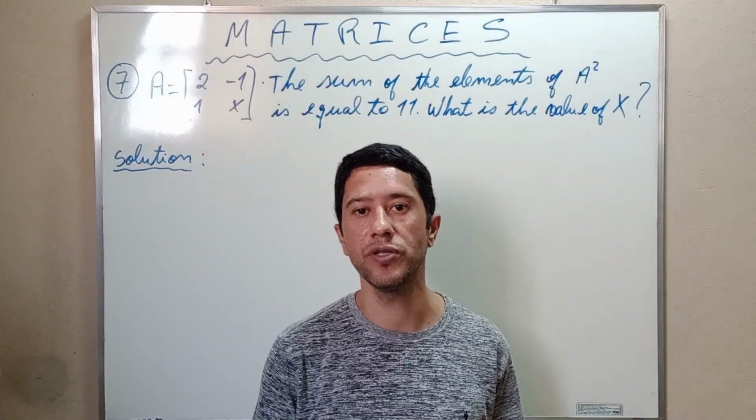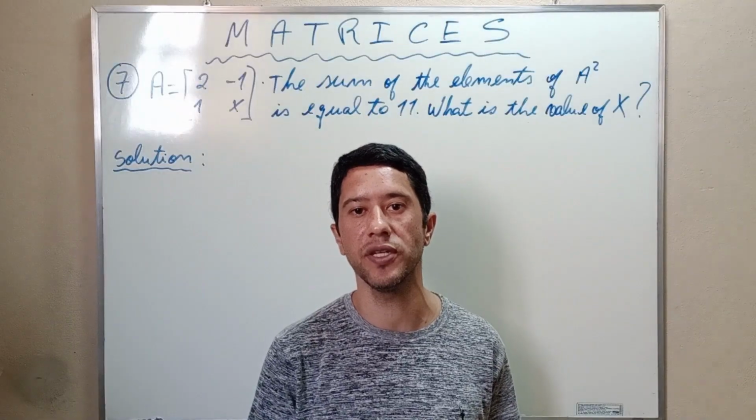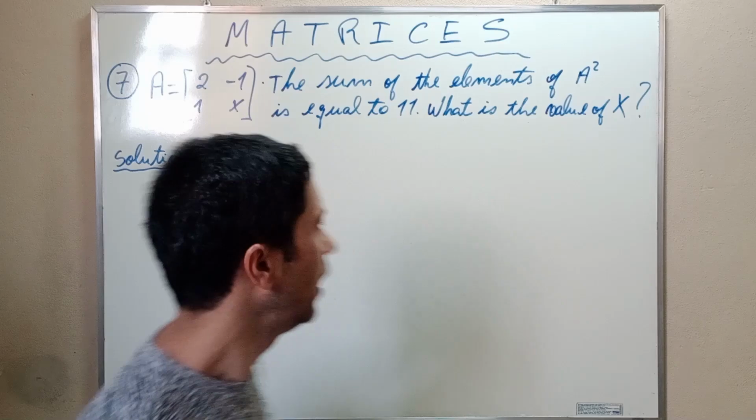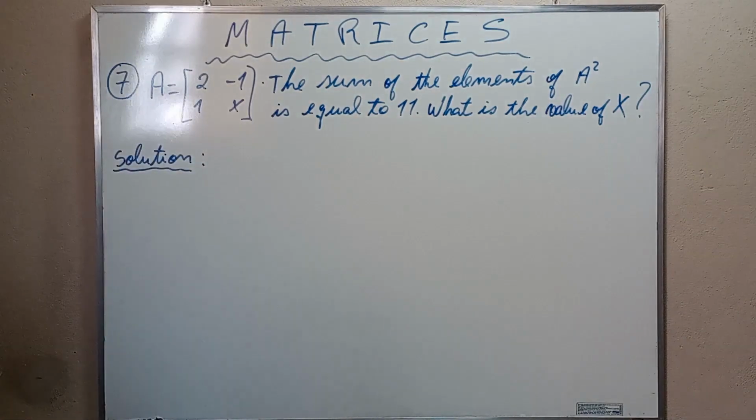Alright, my friends, let's go to the last exercise. Let's go to exercise number 7. Let A be this 2 by 2 matrix. It is known that the sum of the entries of matrix A squared is equal to 11. Then, what is the value of x? Alright, my friends, this is the exercise. Let's go to the solution.